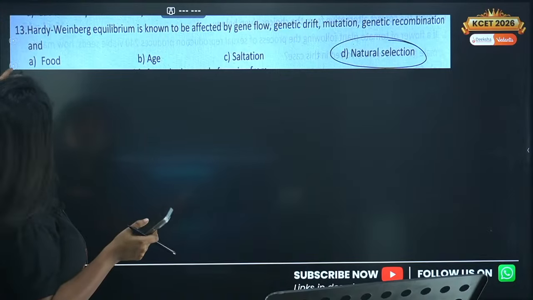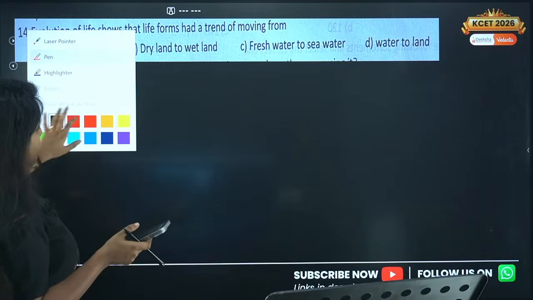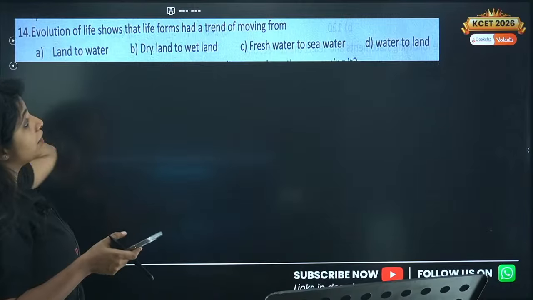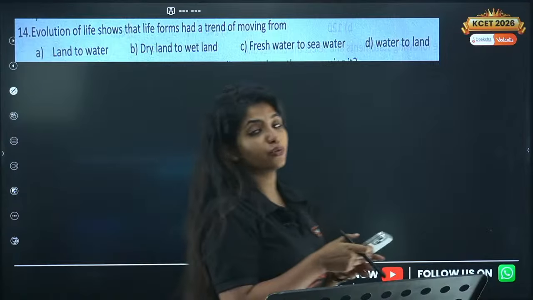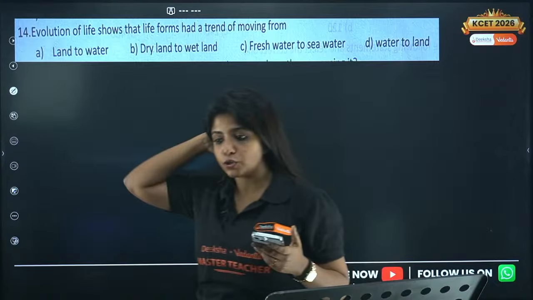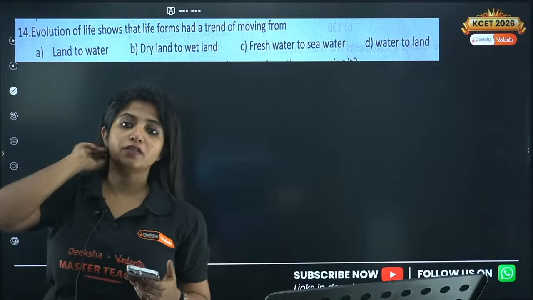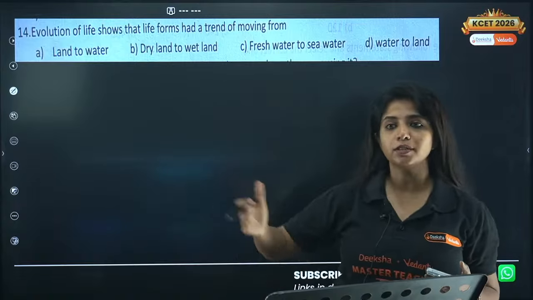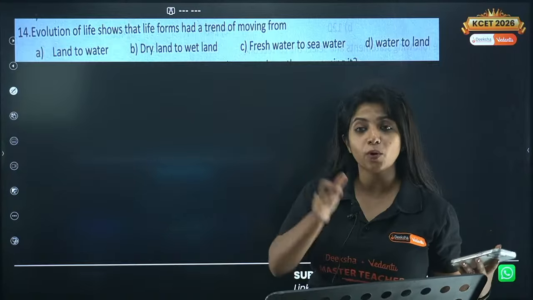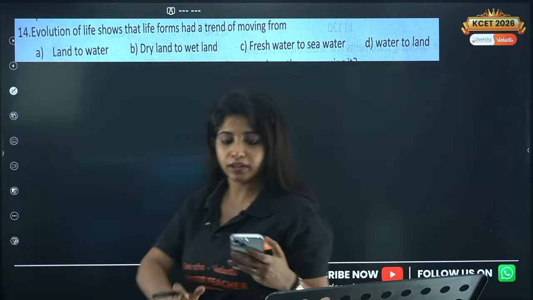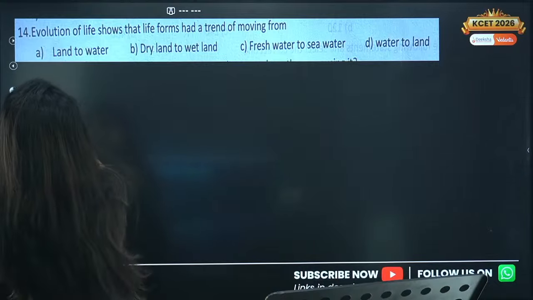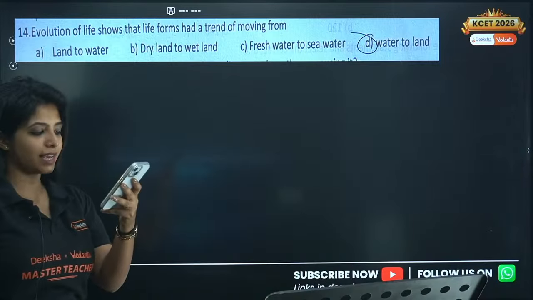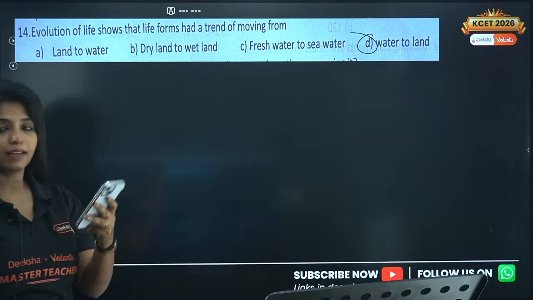Let's go ahead with the next question. 14th, second last MCQ. Evolution of life shows that life had a trend of moving from what to what. So we all know, my dear children, first come fishes, from fishes came amphibians, from amphibians came reptiles, from reptiles came aves, and then mammals. So basically from fishes which were in water, we moved to land. So it is water to land transition that you can see. So your answer for this question would be D, water to land.